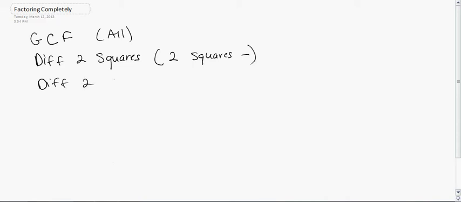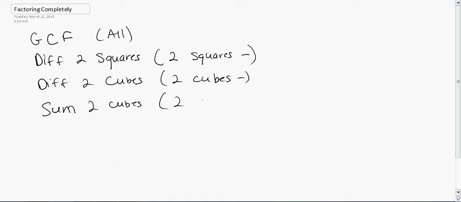Difference of two cubes, and that's just like the difference of two squares except they're cubes, right? So I've got two cubes and I'm subtracting them. I could find a factoring of the sum of two cubes. So maybe I've got two cubic terms, but I'm adding them.